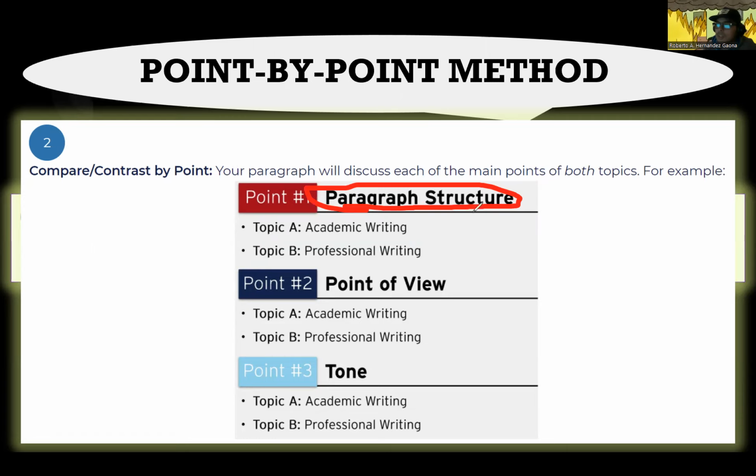But in this case, we're talking about paragraph structure first and then mentioning both of these at the same time. We're comparing them at the same time. And then we're talking about point of view. And again, in point of view, we're mentioning both of these at the same time. And lastly, tone, and talking about both academic and professional writing side by side.